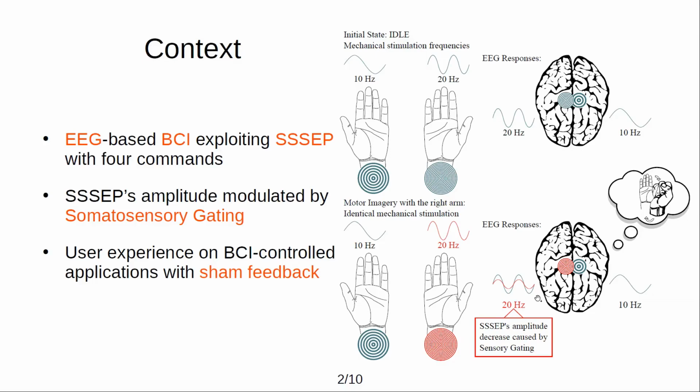Therefore, by monitoring the amplitude of the 3SEPs, we can actually provide 4 different commands when the user is imagining a movement with the left arm, or with the right arm, or with both arms simultaneously, or nothing at all. But for today, we performed our user experiment with the brain-computer interface being controlled using only sham feedbacks, in order to assess different levels of performance of the BCI and have a sense of how the user experienced each level.